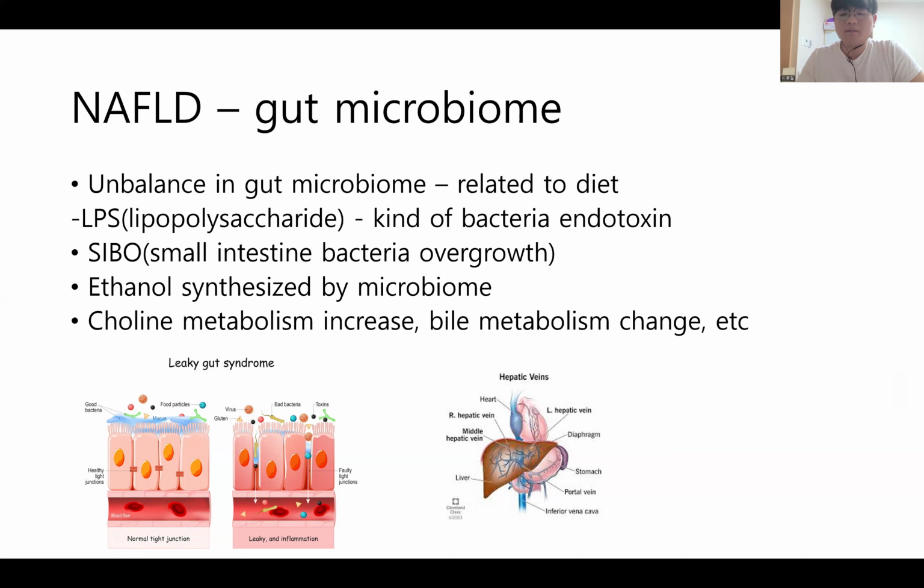Fat tissue inflammation and liver triglycerides increase, and small intestine bacterial overgrowth provokes liver damage due to endotoxin flowing through the hepatic portal vein. Also, bacterial endogenous ethanol synthesis could contribute to fatty liver.